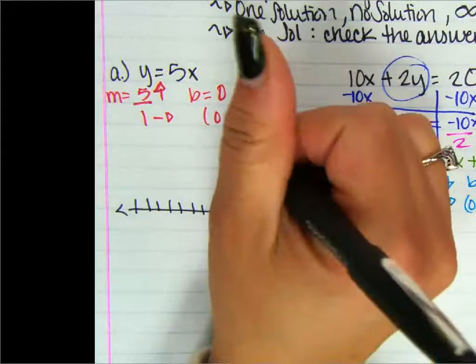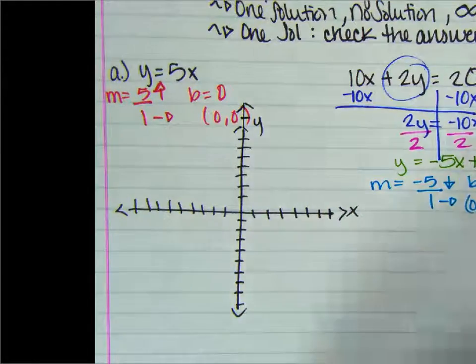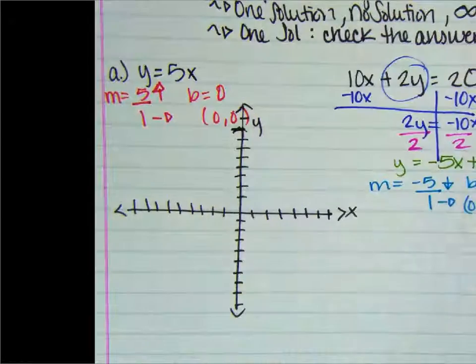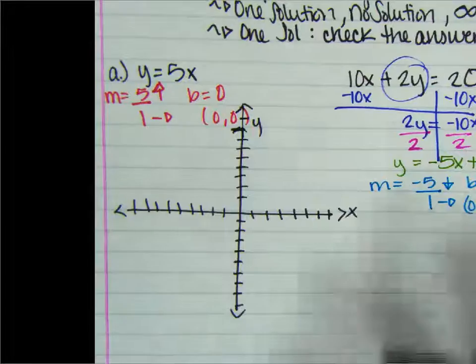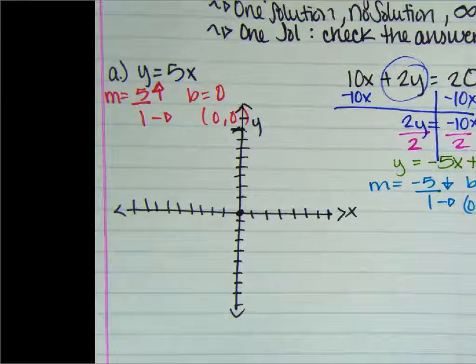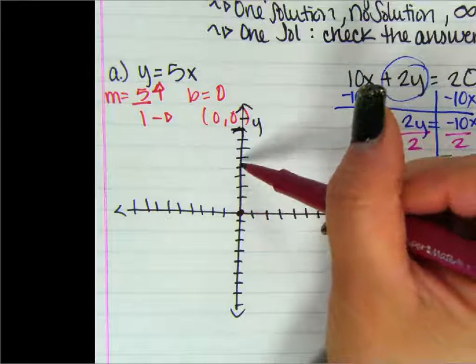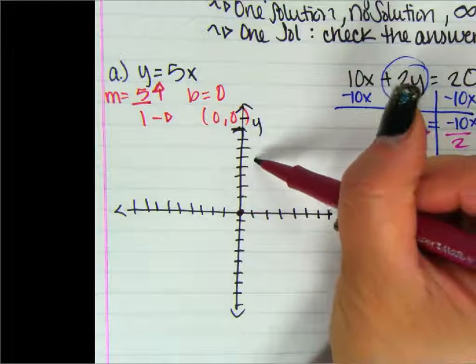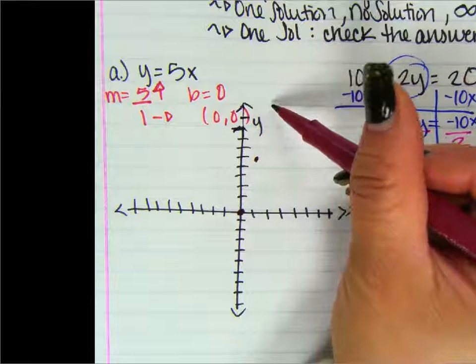I didn't go tall enough. All right, graphing the first one. Where does the first one start? At the origin at 0, 0. From 0, 0, we're going to do what? Go up how many? 5. 1, 2, 3, 4, 5 to the right 1. How many points do you need on a line? 3.